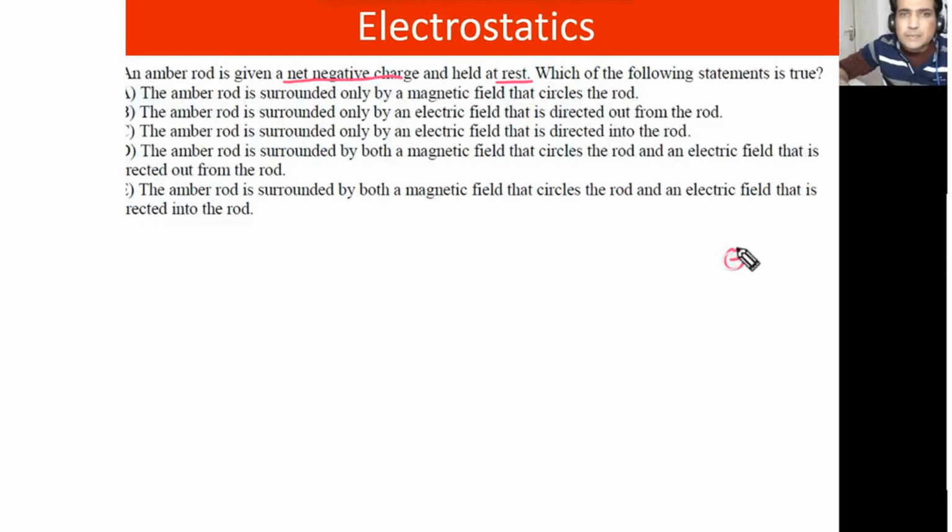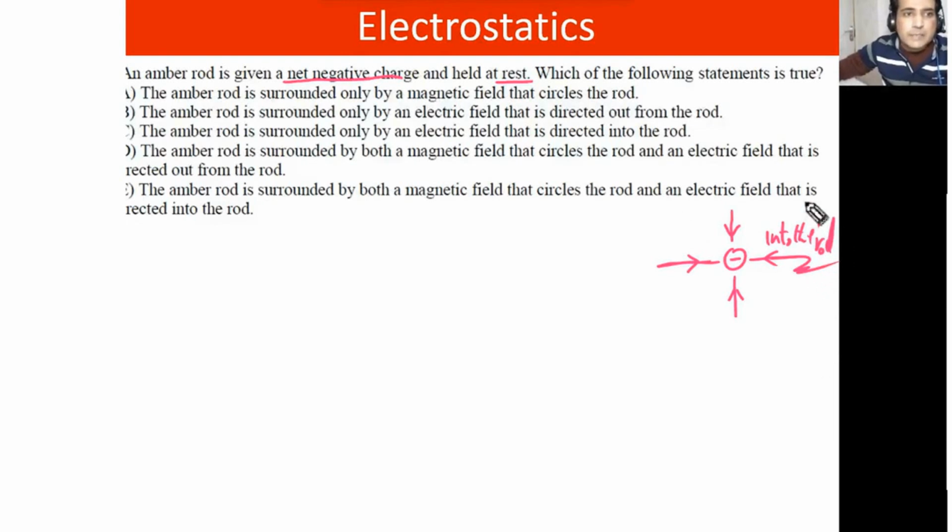Okay, excellent. So here please, this is how you can draw. This is your negative charge now. So this is at rest now. So it means, excellent, answer is C. But this is a straightforward question. So this is how you can answer. Now you see it's directed into the rod. So this is directed into the rod. So this is how we can answer.